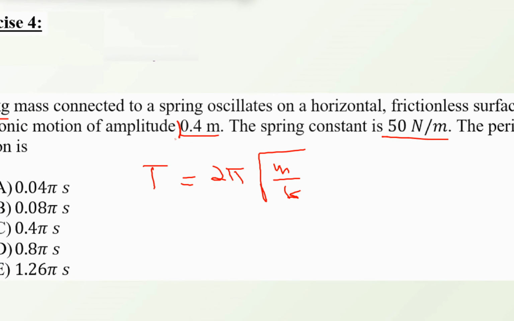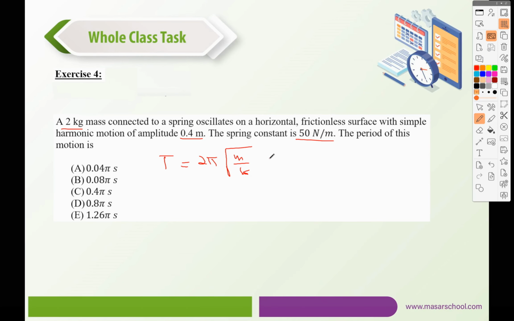Here we have the amplitude, so this is redundant information, and this happens in AP questions. The mass is 2 and k would be 50. Plugging that into the calculator, just plugging 2 pi radical 2 over 50, because we need pi to appear in the answer, the correct answer in this case would be 0.4 pi seconds, which is C.